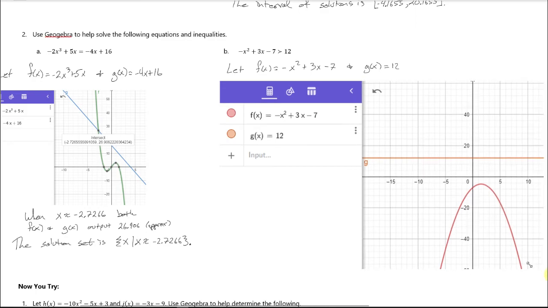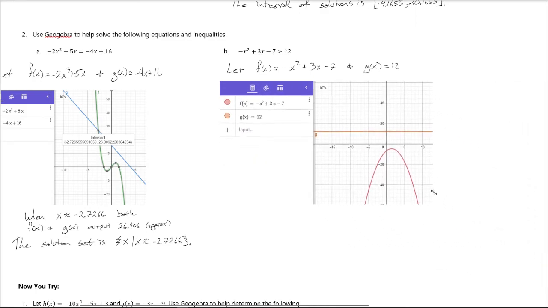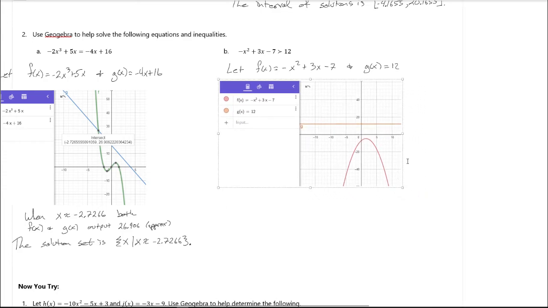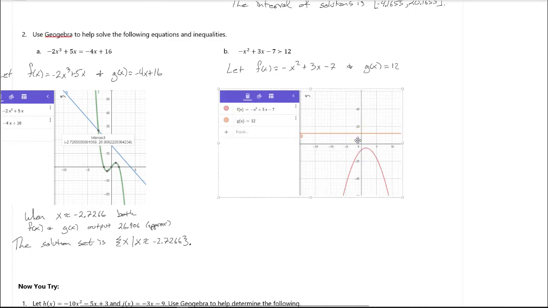Now we want the f of x function to be greater than 12, right? We want the downward facing parabola to be greater than 12 to have a solution. And as we look at this, we see that f of x equals negative x squared plus 3x minus 7 is never above g of x equals 12. So there are no solutions.